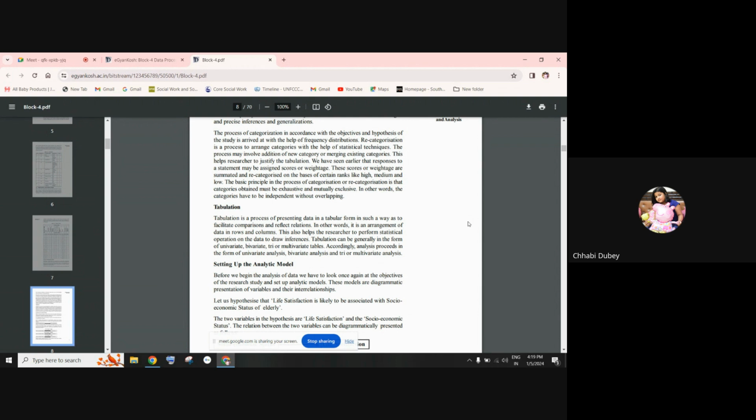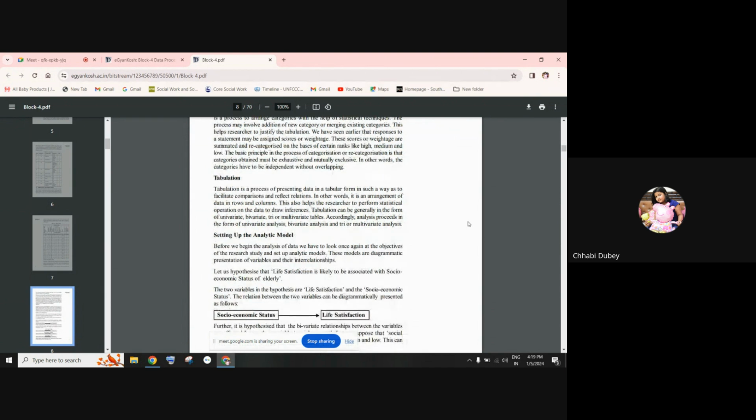Now, the tabulation can be in different forms, like it could be univariate tabulation, it could be multivariate, bivariate, or trivariate. There are different kinds of tables or tabulations, and depending upon our requirement, we are going to choose the proper form of tabulation that is required.